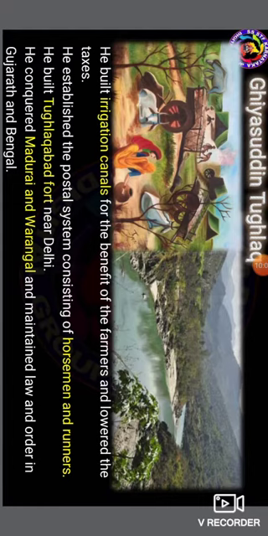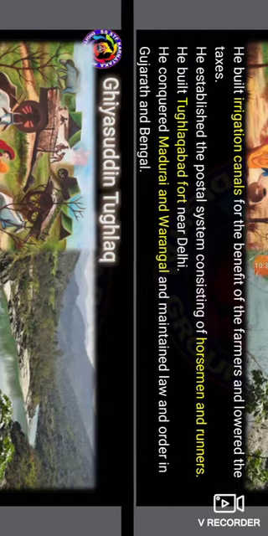And then he established a postal system consisting of horsemen and runners. He built Tughlaqabad fort near Delhi. He conquered Madurai and Warangal and maintained law and order in Gujarat and Bengal. The other important rulers of this dynasty are Muhammad bin Tughlaq and Firoz Shah Tughlaq.